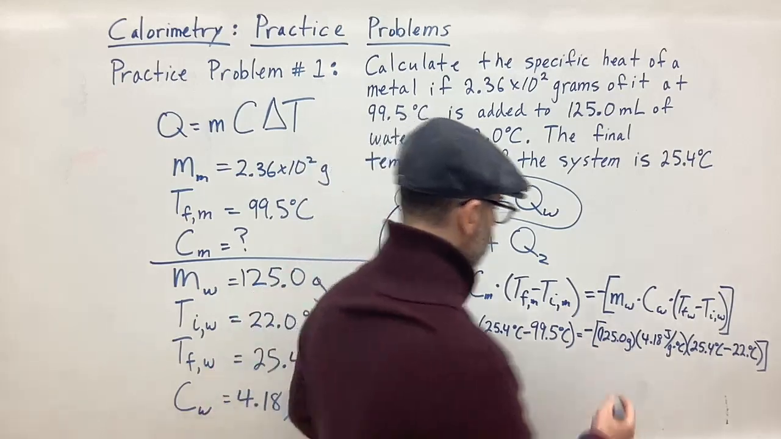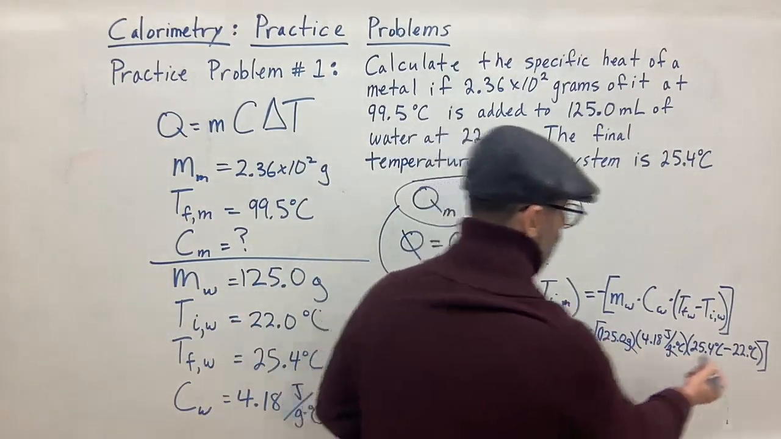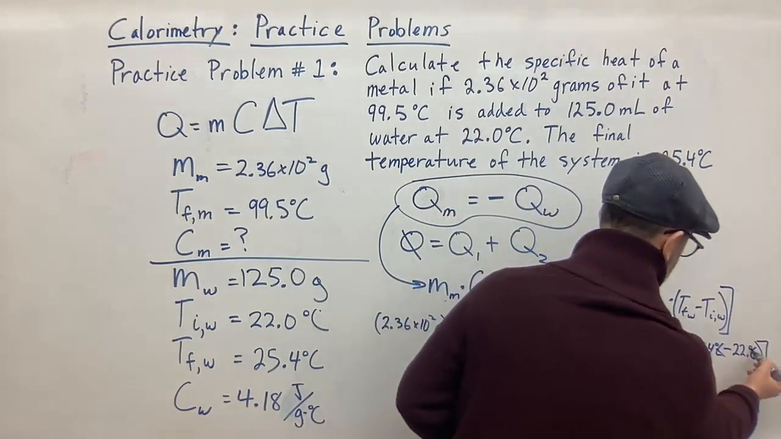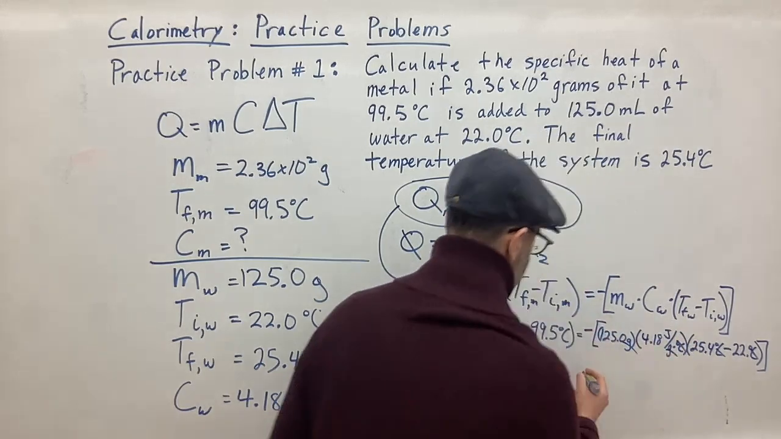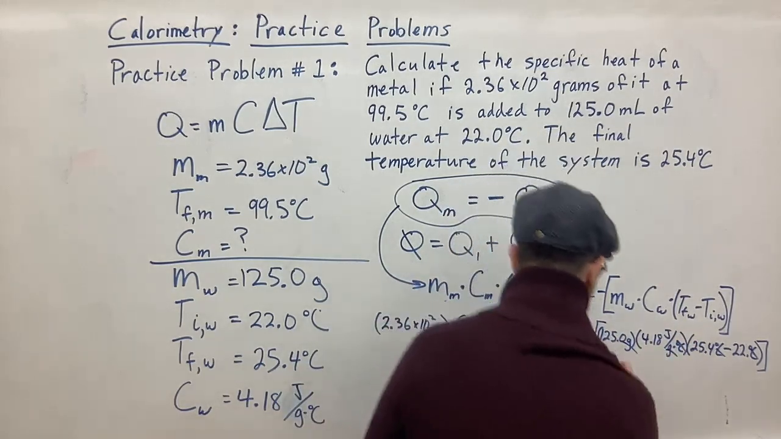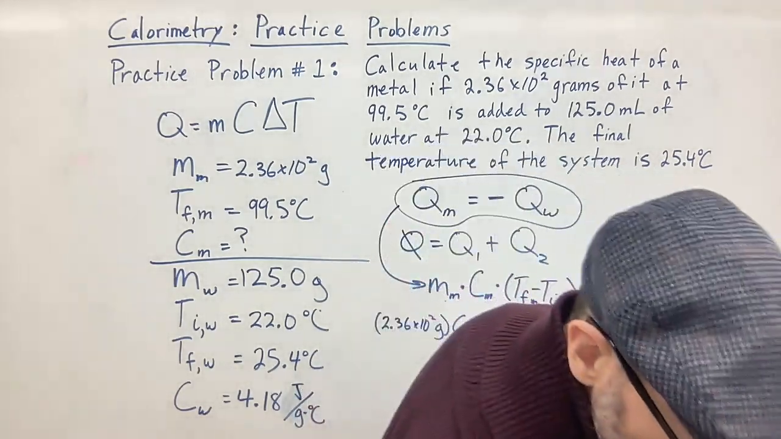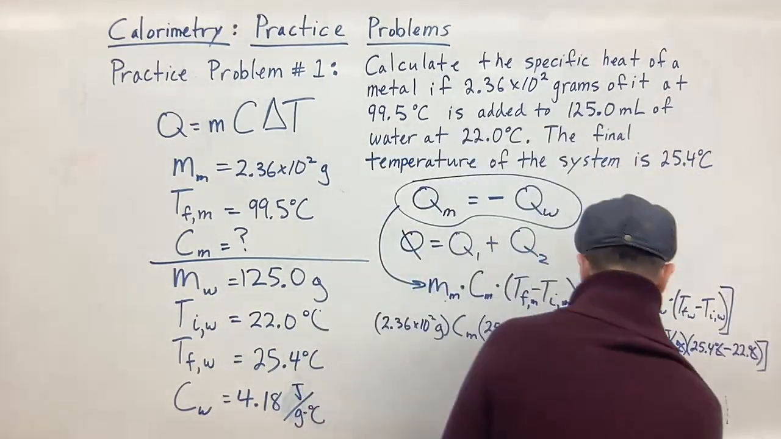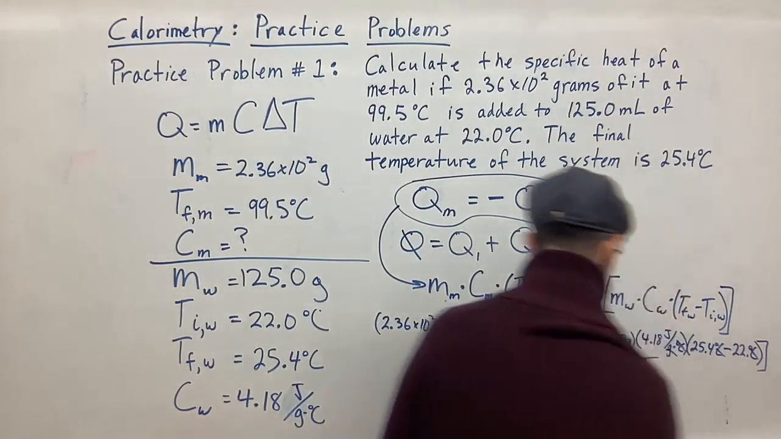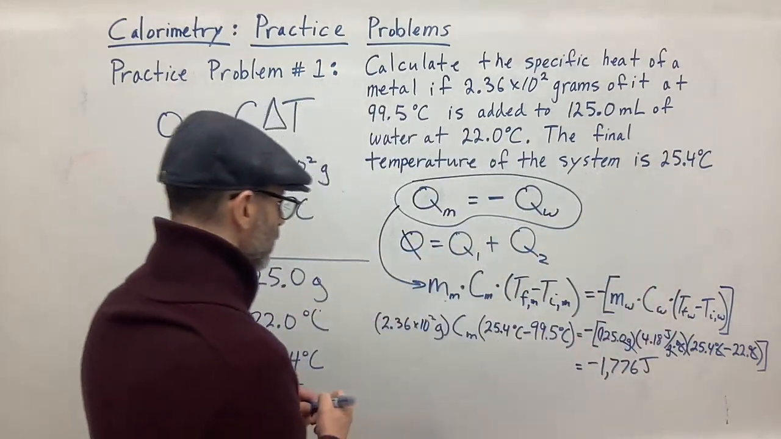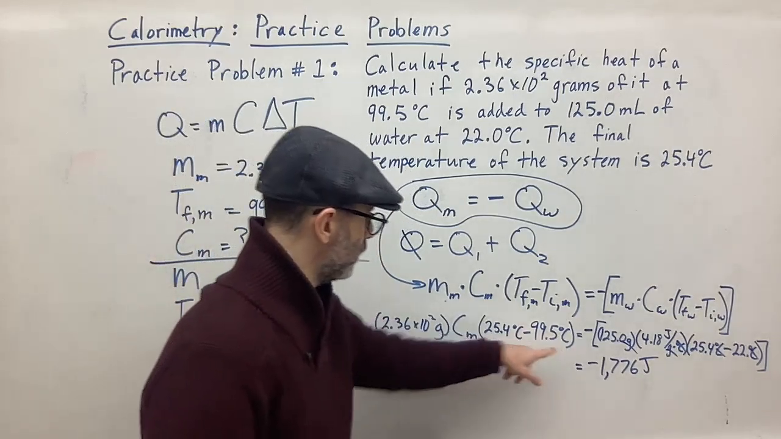So if you notice here, grams will cancel out with grams, and degrees Celsius here will cancel out with degrees Celsius, and you're left with joules. So on this side, we end up with a negative 1,776 joules of energy.